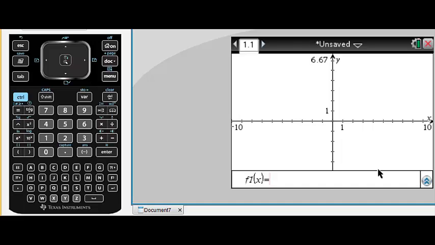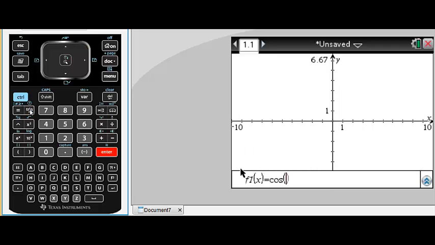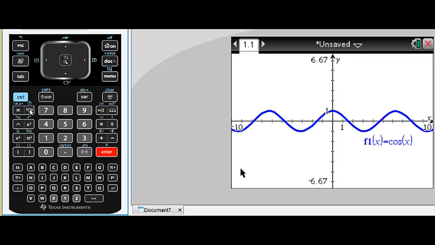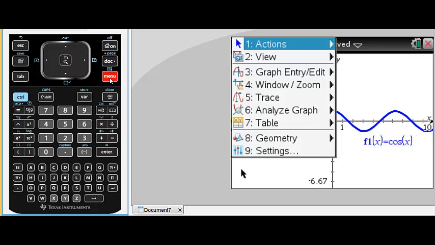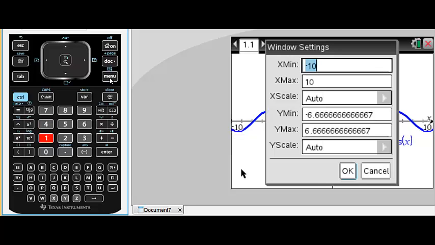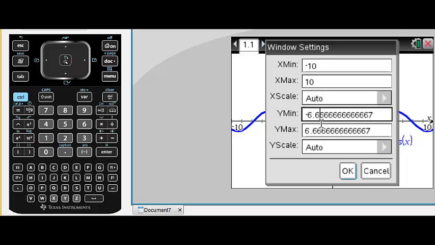So let's start by doing cos of x. Over here we have the trig functions. We want cos of x, and we press enter. Okay, so we've got our cos graph there. I'm just going to change the window settings a little bit so that I can see the graph better. If I go to menu, window zoom, and then the settings, the minimum and maximum of x are okay, but for the y minimum, I know I'm only going to go between -1 and 1, so I'm just going to change this so that it's a bit smaller, say -3 and 3.